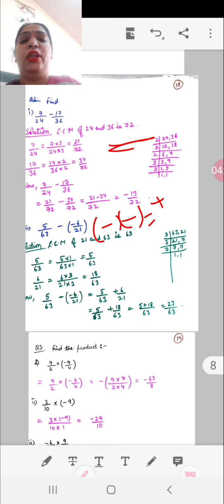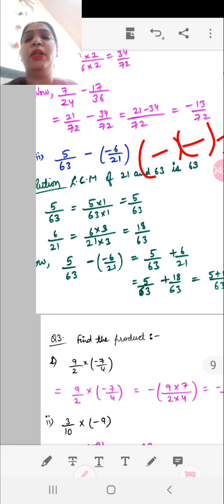Now 5 upon 63, we have to make it 63. 63 is the same, so we have to multiply by 1 in the numerator and in the denominator. So it will become 5 upon 63. Okay. Now 6 upon 21. In this, the denominator is 21, we have to make it 63.